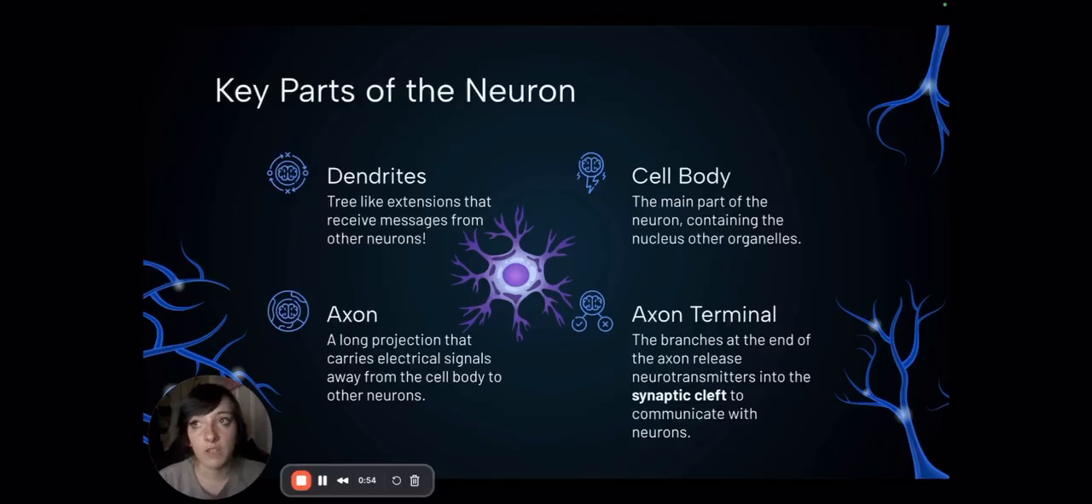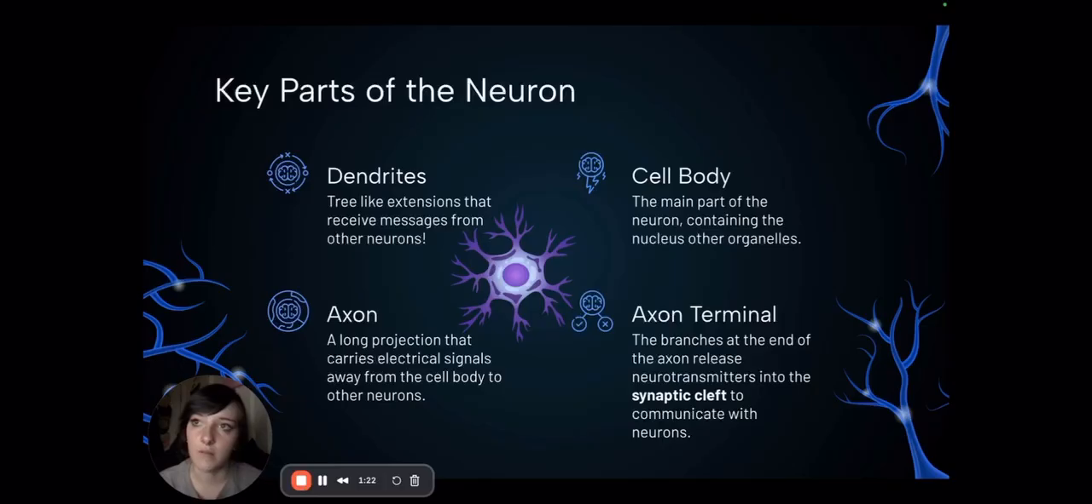The dendrites are located on the top of the neuron, and they're the tree-like extensions that receive messages from other neurons. The cell body is the base where the dendrites branch off, and it contains the nucleus and the other organelles. The axon is the base of the whole neuron. It carries the electrical signals away from the cell body to other neurons.